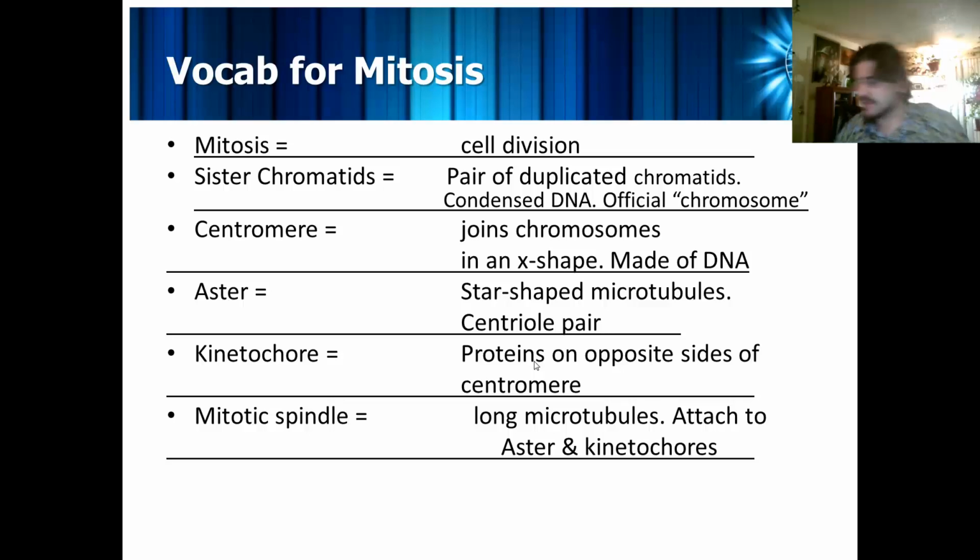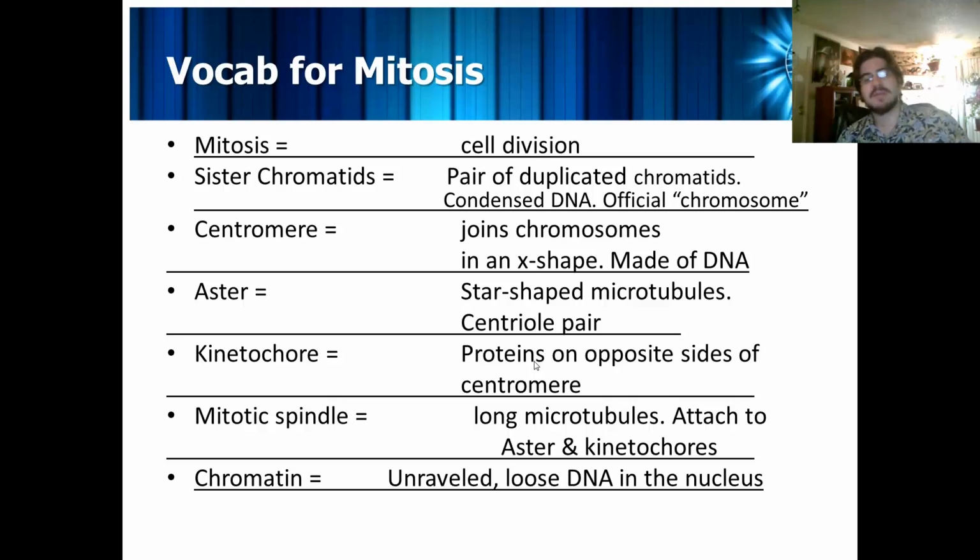Then we have the mitotic spindle. So the mitotic spindle is important. This is made of microtubules. The microtubules of the mitotic spindle are produced at the aster. Remember how I said the aster has a very important role in mitosis? Well, the asters produce the mitotic spindle. And the mitotic spindle is just long microtubules that attach between the aster and the kinetochores.